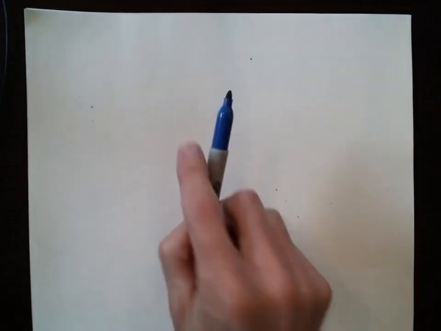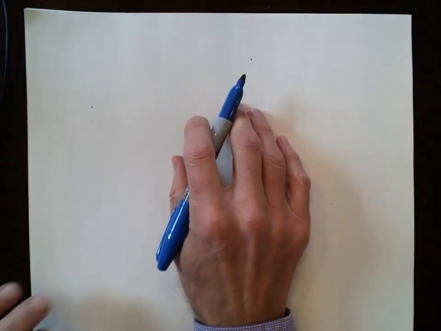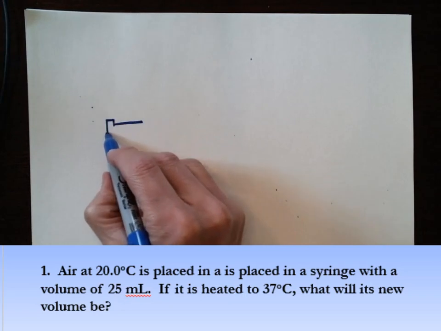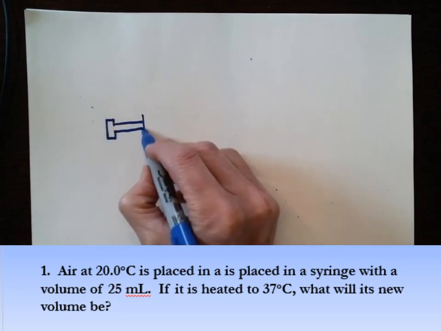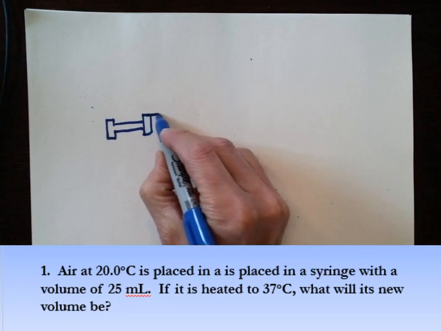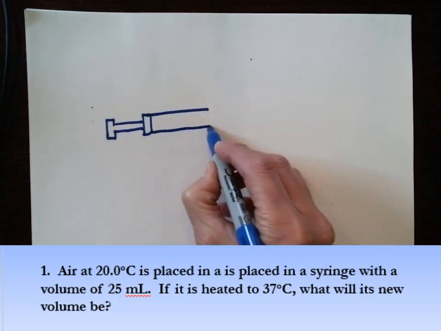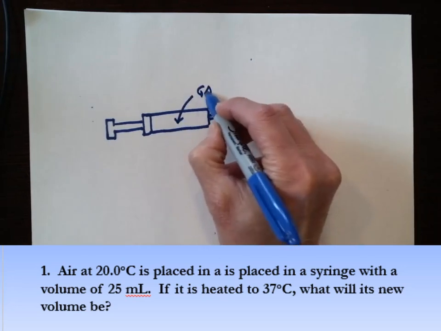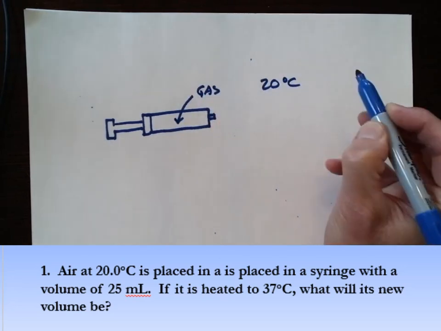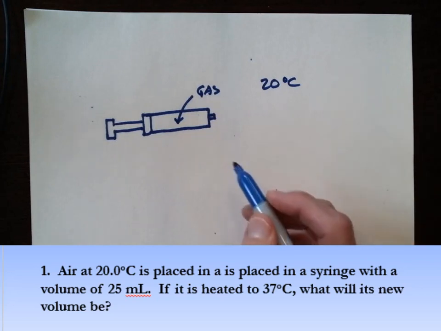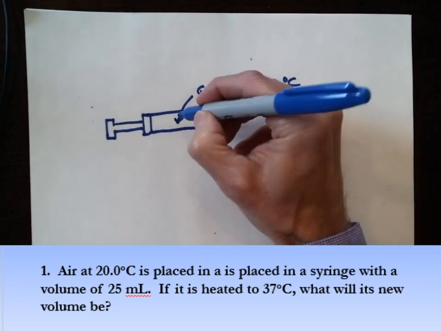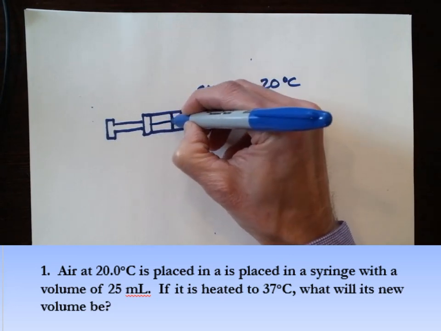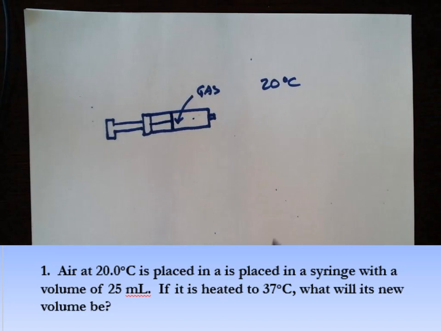All right, we're going to use these in a couple problems. The first one says we've got some air in a syringe at 20 degrees Celsius. So here's my syringe. Got a plunger here. The gas is in here. Looks like it's at 20 degrees Celsius. And its volume is, we'll put the syringe plunger right to there. So this is how much gas is in the container.